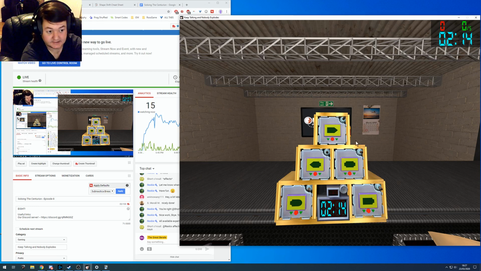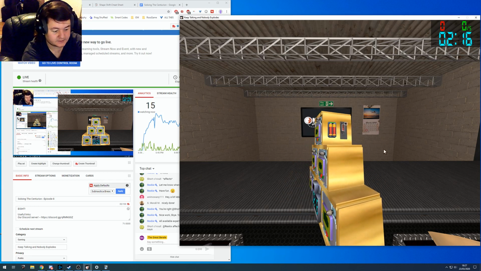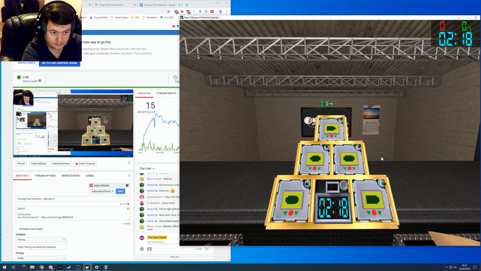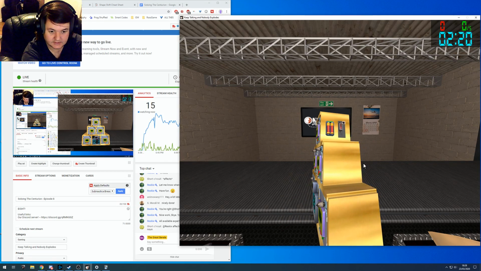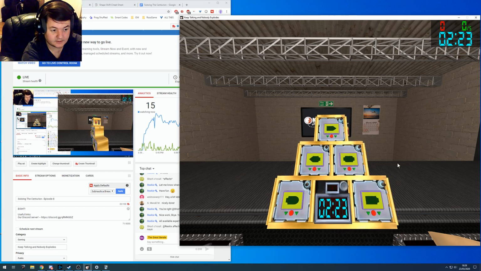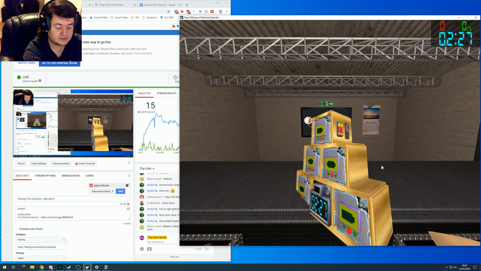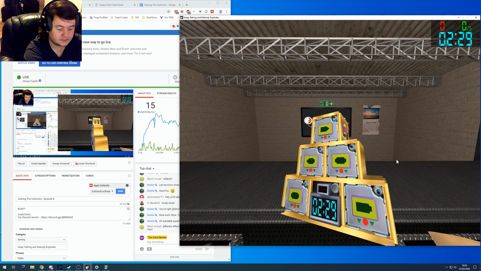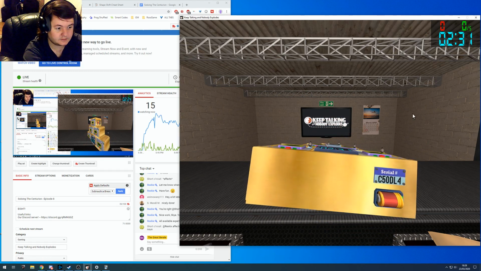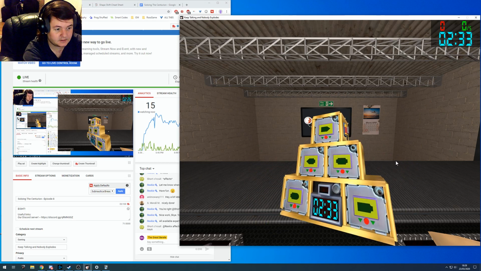Which is a yes. Whoops. Which takes us to 13. 13 is an unlit FRQ, which is a no, which would take us to 6. 6 is a lit IND, which is a no, which takes us to 1. 1 is the odd serial digit, no, takes us to 7.